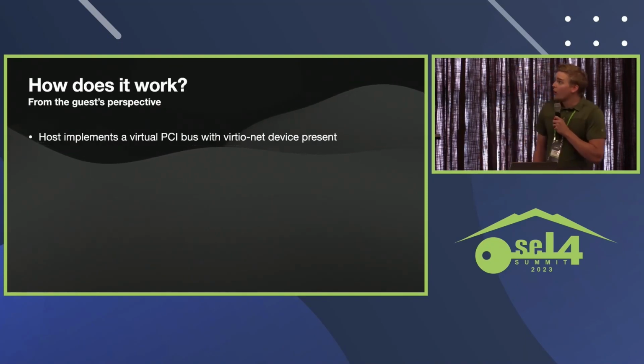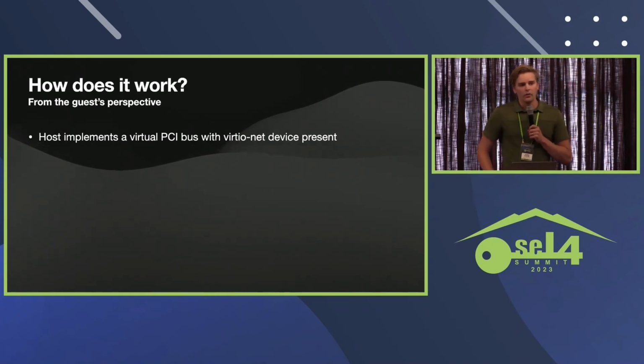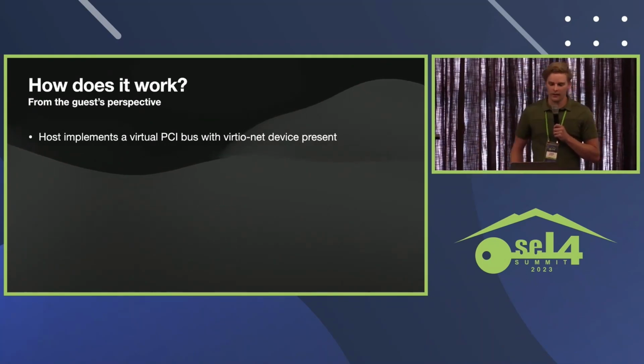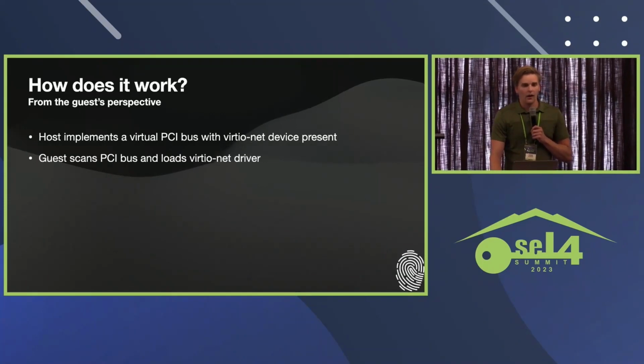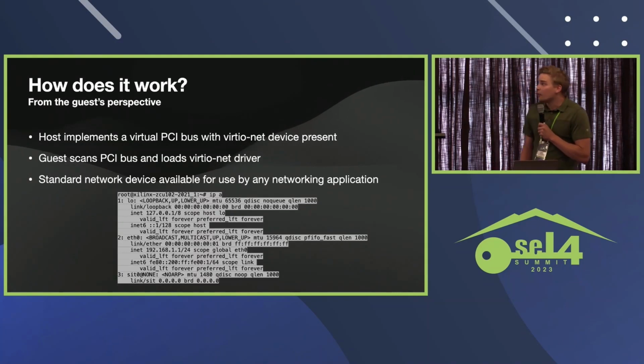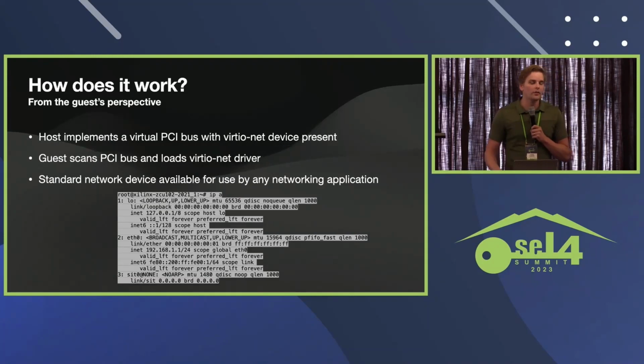So a little bit of an overview here. How does it work? Well, the host, in this case, implements a virtual PCI bus, and on that PCI bus, there is a virtio-net device. The guest, during its initialization process, scans the virtual PCI bus and loads a virtio-net driver. And then, surprise, surprise, when you do your ip a or ifconfig, there is an eth0 device, and it has its own MAC address, and you can use it like any other standard hardware network device in Linux.